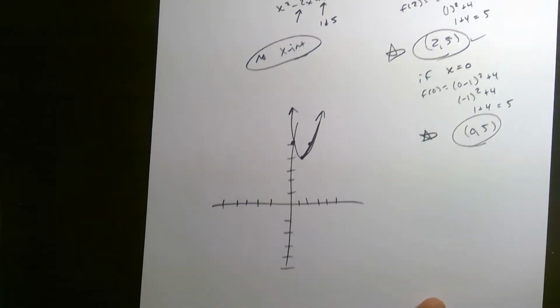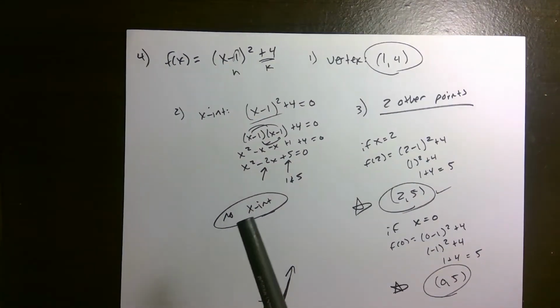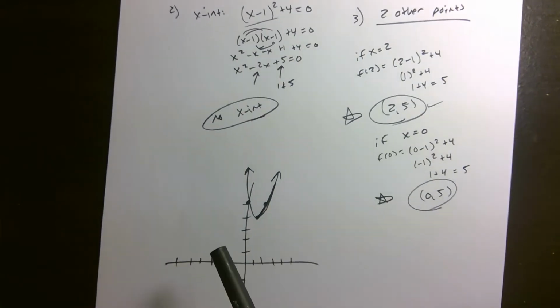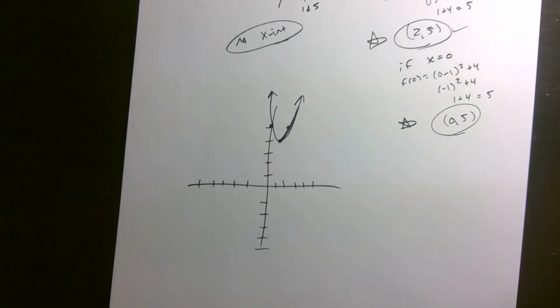So here's my answer. I was given something that was already in vertex form. I found the vertex. I tried to find some x-intercepts. Turns out there weren't any. I found 2 other points so that I could graph this. I actually did graph it, and now I'm done.